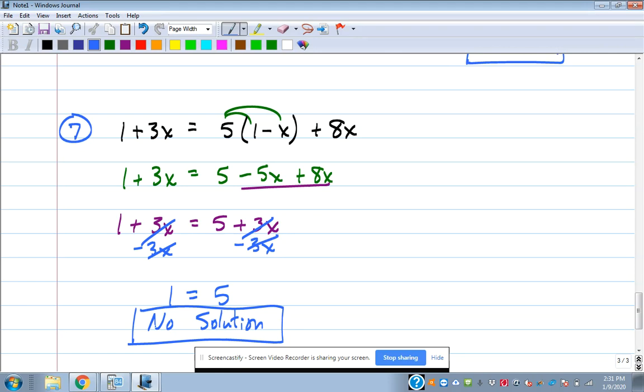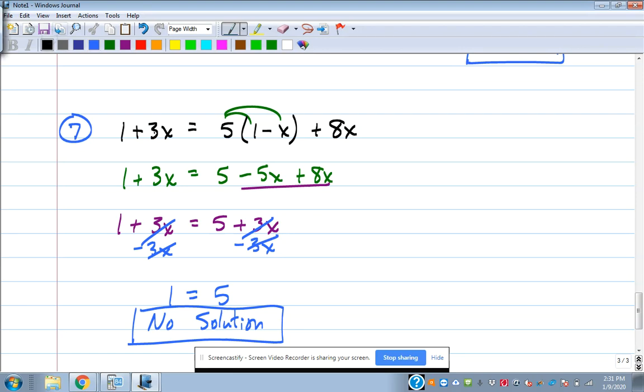No solution can happen when the variables all cancel out and what you're left with is not true. We were left with 1 is equal to 5 and 1 never equals 5. So that's a no solution. If it were equal to like 5 equals 5, then is that true? Yeah, then that would be an all real numbers situation. So when the variables all cancel out, that's the only time we could have no solution, if the variables completely cancel out. Here the 3x and 3x canceled each other out. We were left with 1 and 5. They don't equal each other, so that's when it's no solution.